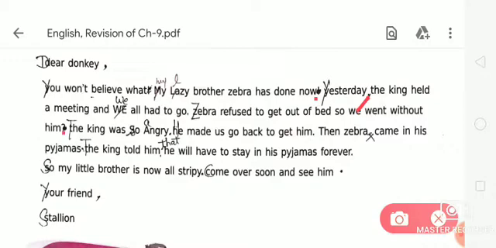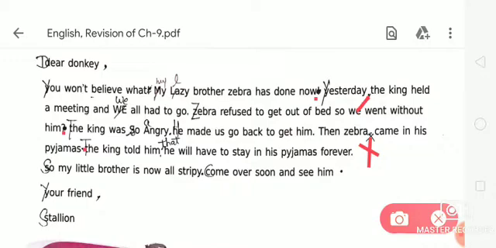Okay, after him we will put a full stop. Now the first letter of the, it will be capital, T will be capital. The king was so, S will be in a small letter, so. Angry, the first letter of angry will be in a small letter, so angry, full stop. And after that the first letter will be capital. He made us go back to get him. The zebra came, here is the full stop, so we will cut the given full stop. Okay, came in his pajamas. After that we have to put a full stop.